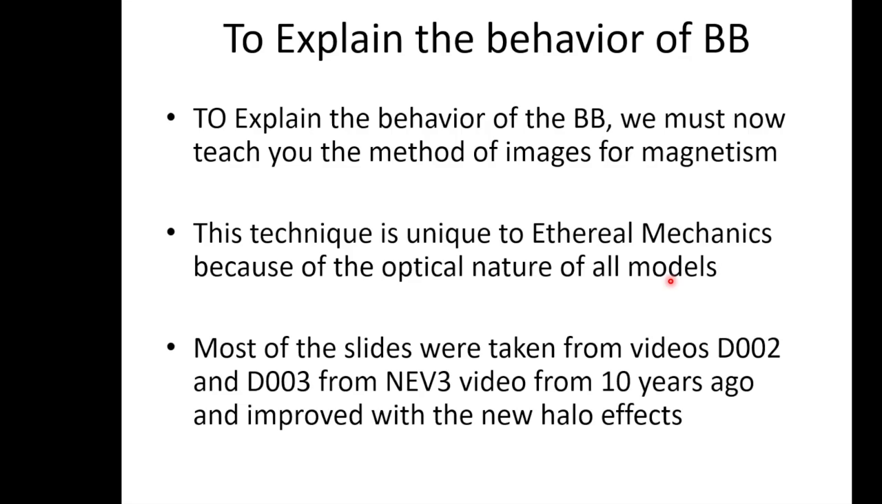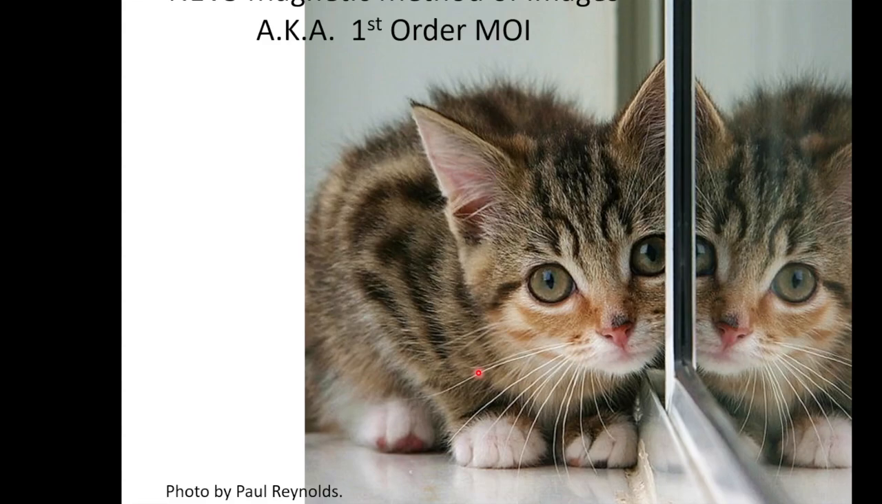Okay, so you saw how the BB behaved, and BB is an acronym for ball bearing. In order to explain that, I have to teach you some of the method of images for magnetism. This is going to be a small subset of the method of images, just to explain how the BB works. Most of the slides were taken from D002 and D003 from new electromagnetism from 10 years ago, and the slides have been improved with the new halo effects.